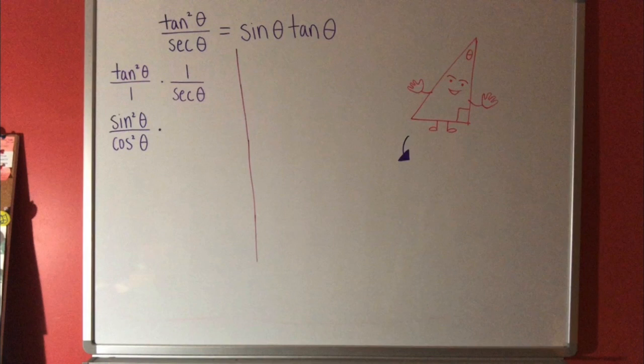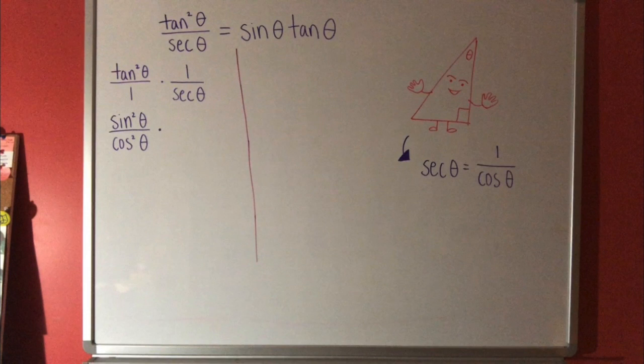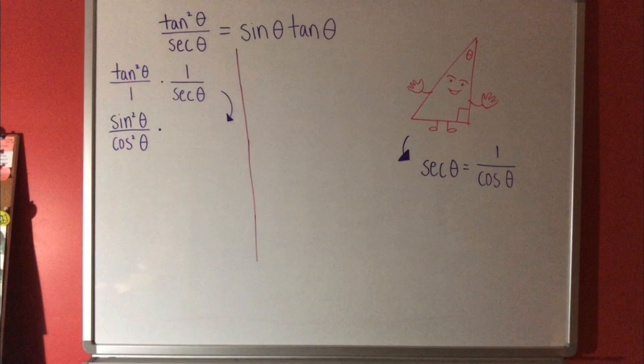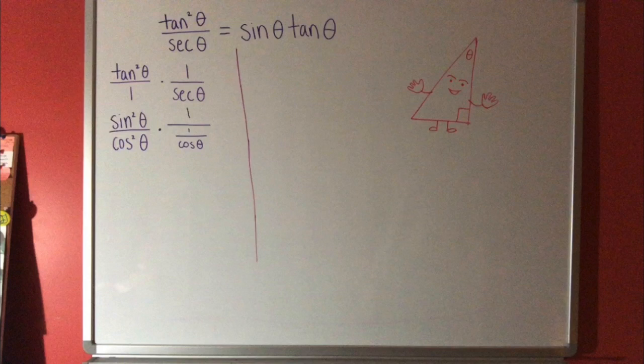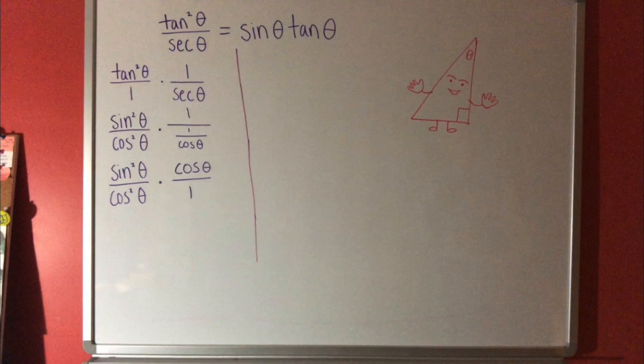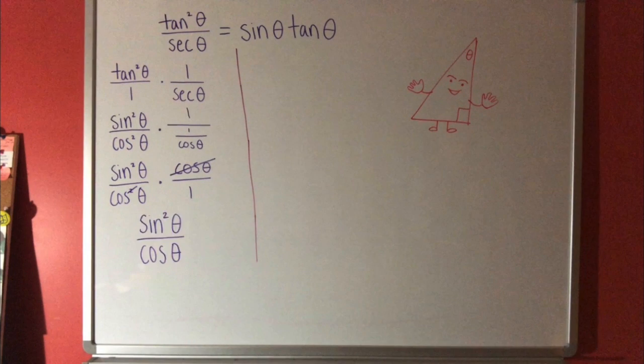And we also know that the definition of secant theta is 1 over cosine theta. And therefore we can write 1 over secant theta to be 1 over cosine theta, which can just be rewritten to be cosine theta over 1. And now we can cross multiply, and then we'll get sine squared theta over cosine theta.